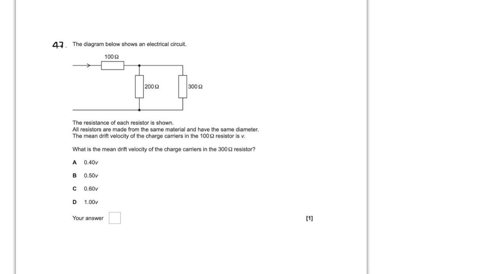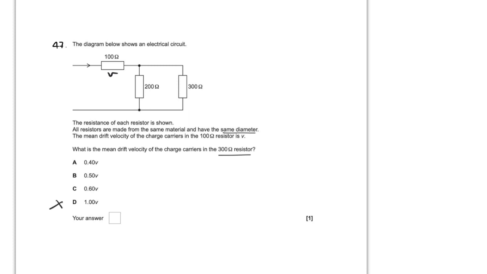For question number 47, we are given an electrical circuit with 3 resistors, and they're all made from the same material and have the same diameter, which means that they have the same area. The mean drift velocity of the charge carriers in the 100 ohm resistor is V. What is the mean drift velocity of the charge carriers in the 300 ohm resistor? We know that as the resistance increases, the current will decrease, and so will the velocity. So it's going to be less than V.